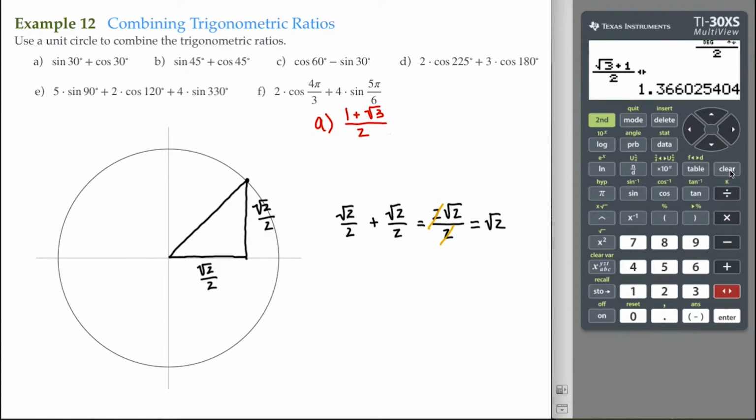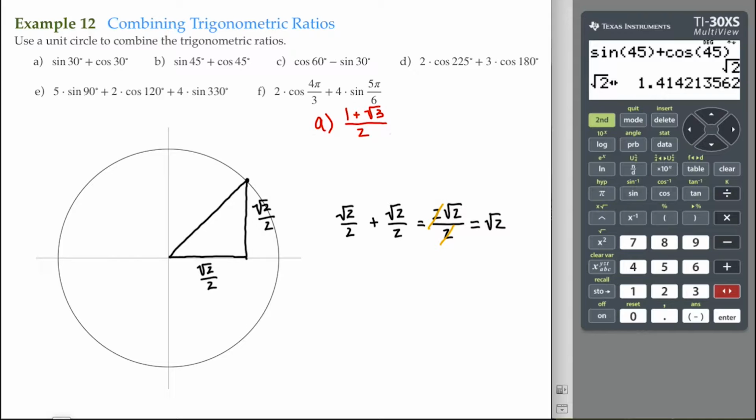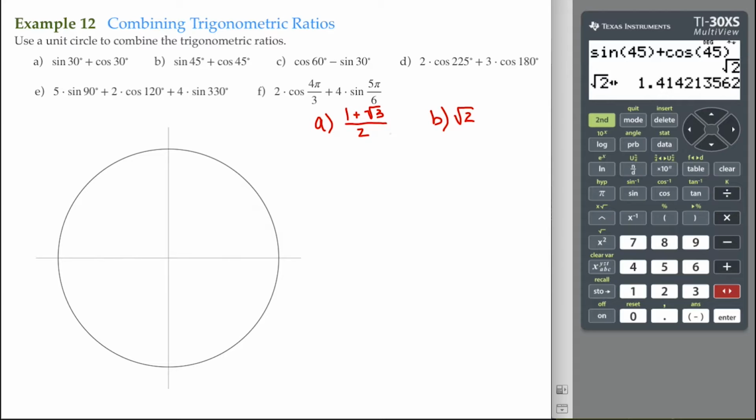Go to our calculator. We'll go ahead and type in the sine. Make sure you're in degree mode. We're using degrees. Sine of 45 degrees plus the cosine of 45 degrees. Hit enter, and we have the square root of 2. The decimal equivalent would be 1.4142 in 4 decimals. So the answer to B is the square root of 2. So we'll move on to C.